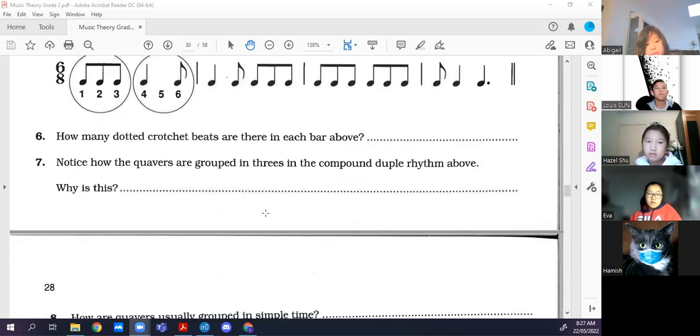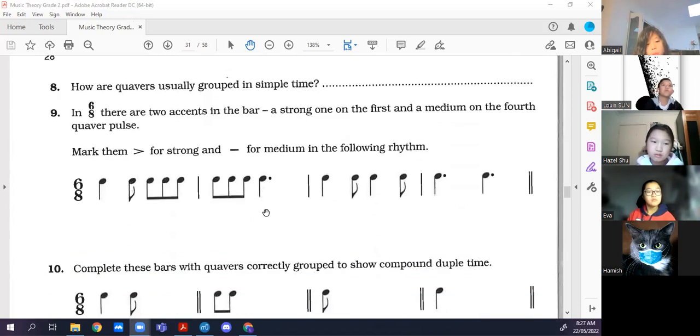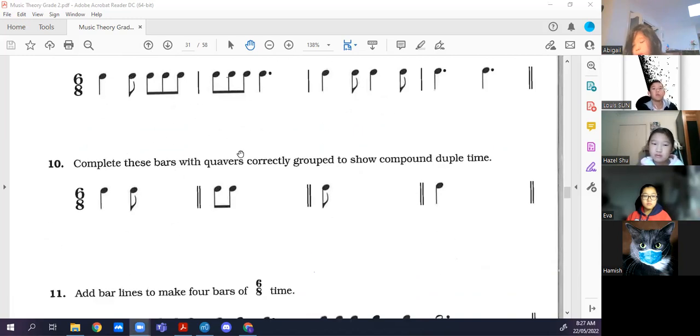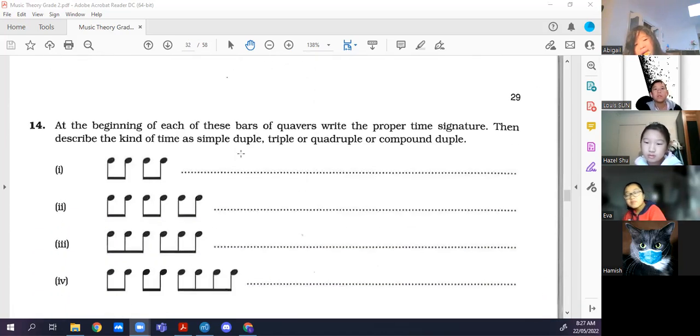So we just talked about this. It's strong on the 1st beat, medium on the 4th, strong, medium, strong, medium. So yeah, does anyone have any questions? Okay, right now, what's the 6/8 time?